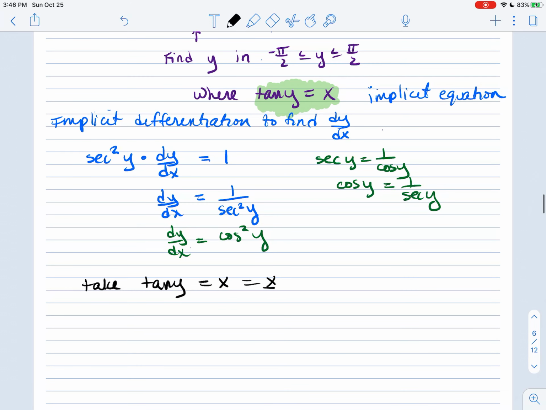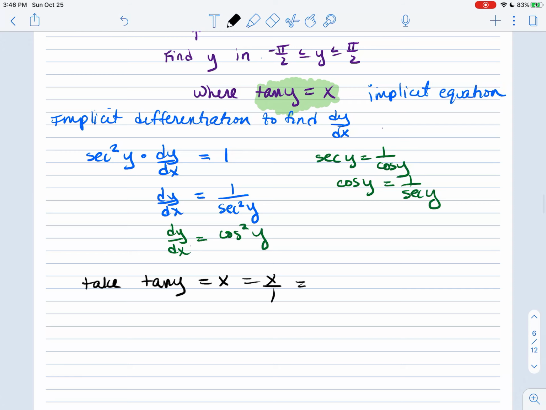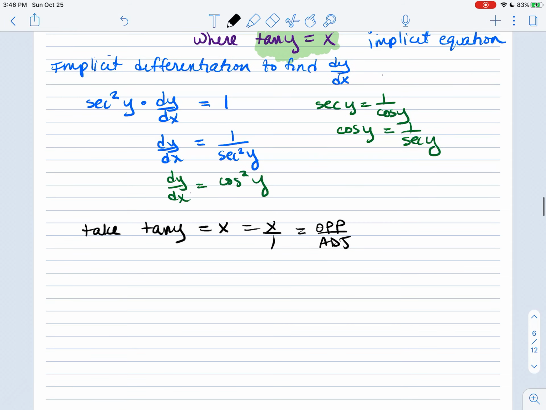So we'll take tangent of y equal to x. That's the same as x divided by 1, and we know that the definition of tangent y is opposite over adjacent in a triangle, right? So if we have our little right triangle here, we know that if y is the angle, the opposite side is going to equal x, and the adjacent side is going to equal 1.